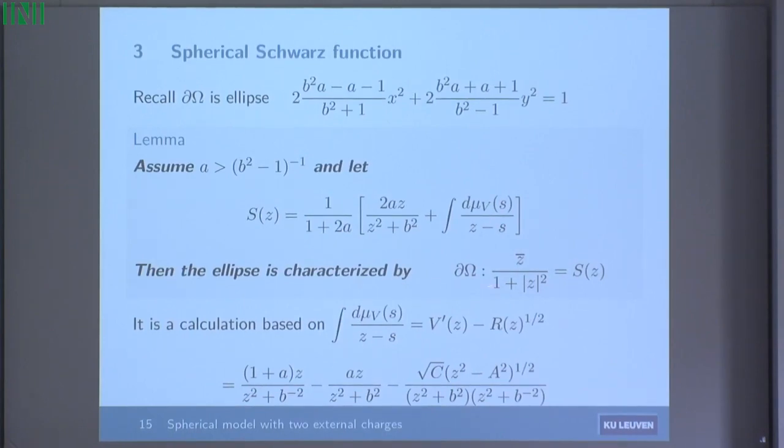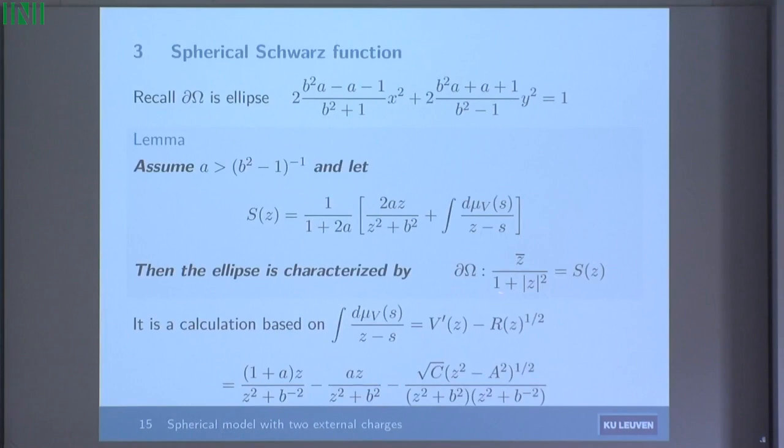And this will have the following connection with this ellipse, namely that if we evaluate S at z, and z is on the boundary of this ellipse, satisfying this equation, then z bar over 1 plus mod z squared is equal to this value of S(z). The usual Schwarz function would have such a property without this denominator. Just z bar is equal to the Schwarz function. That would characterize a curve with the Schwarz function.